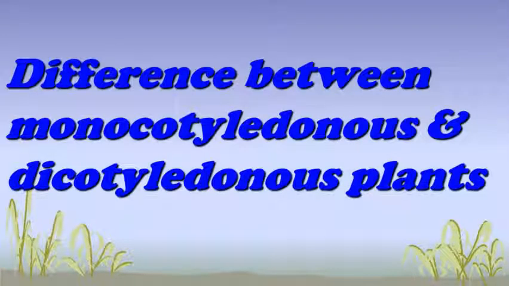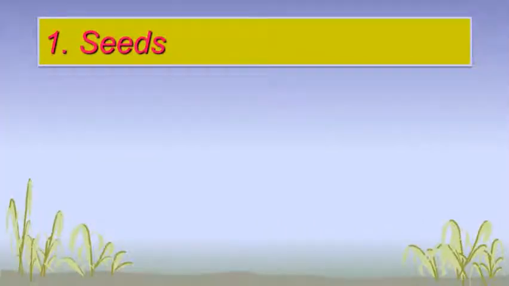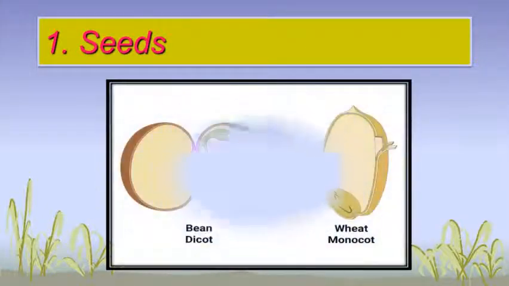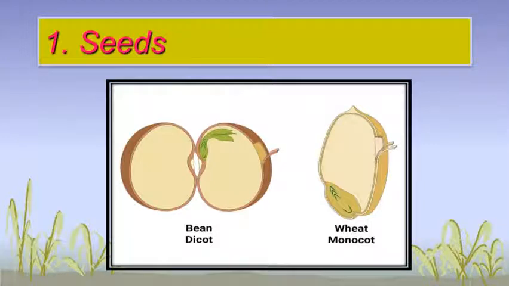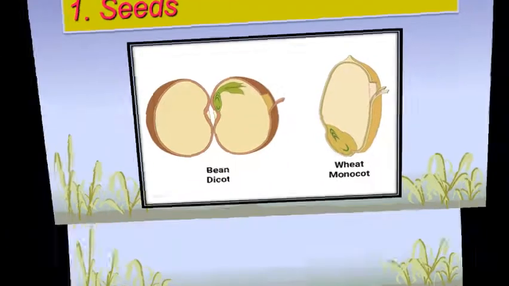Students, let's study the difference between monocotyledonous plants and dicotyledonous plants. Let's see one by one. First we will see the difference between the seeds of these two plants. Here again I have put the same picture for your understanding. The bean is a dicotyledonous plant, in which two halves can be formed, and in the wheat plant we have a single cotyledon, that means one cotyledon.